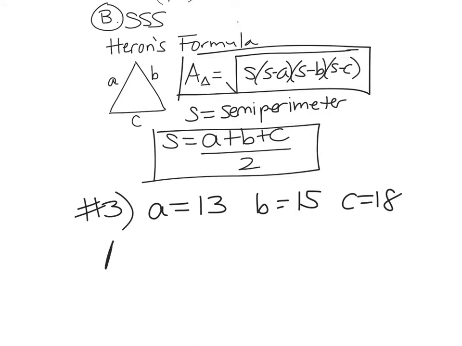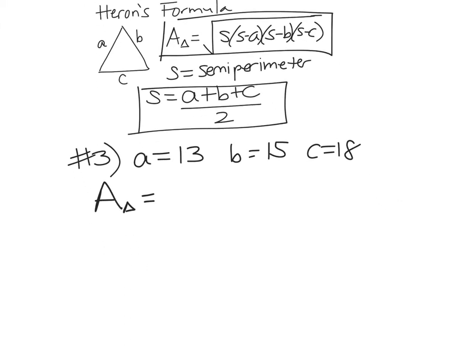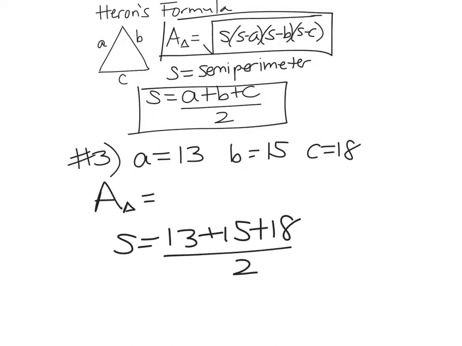All right, so here we go. Area is going to equal... First, I need to find the semi-perimeter. So S is equal to 13 plus 15 plus 18 all over 2. If you're going to put that in your calculator, make sure that you put parentheses around the top 3 numbers. 13 plus 15 plus 18, all of that divided by 2 is 23.